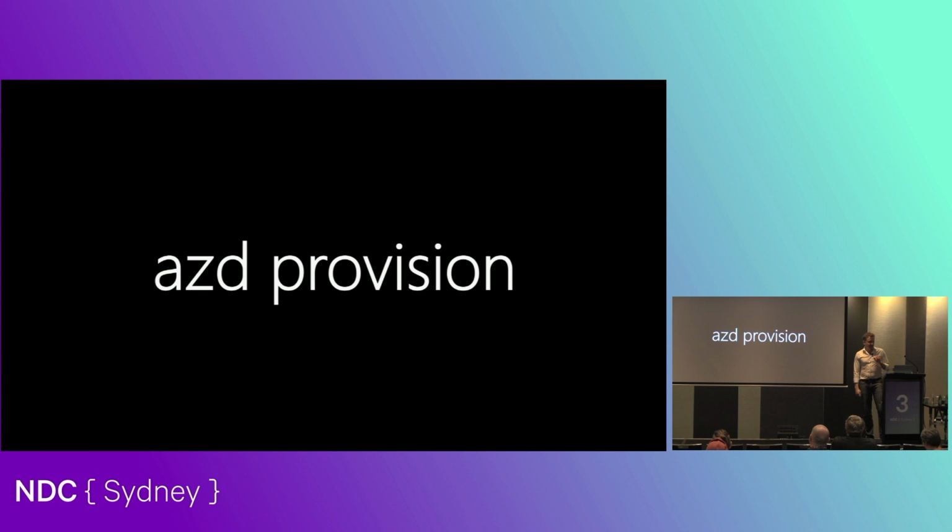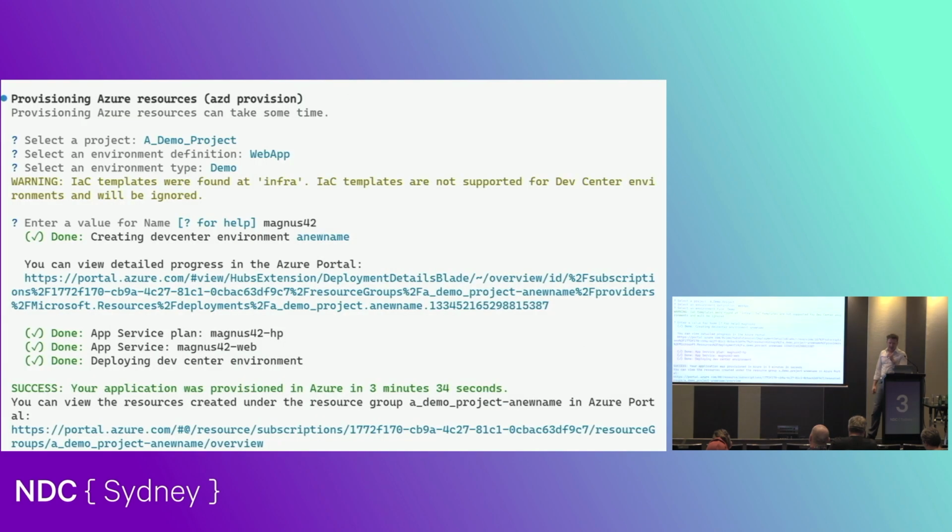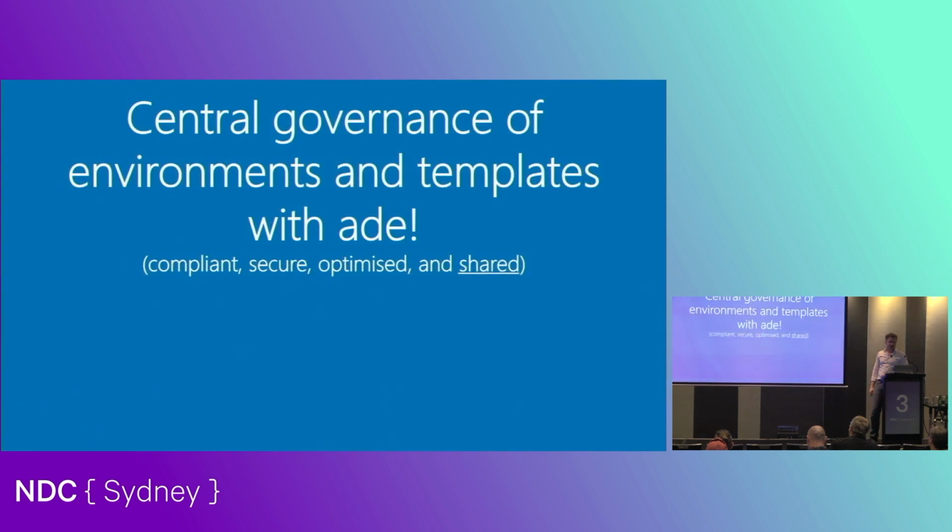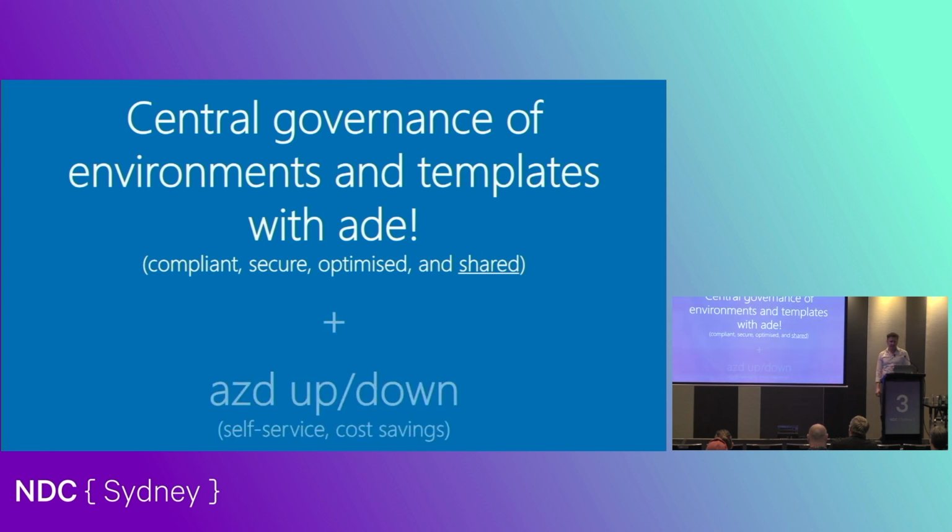So we're getting towards the end of this, but when you do provision something with this setup, you select which project and environment definition type, and these are the things that I choose from my configured setup in my dev center. And then it just deploys the thing to the cloud using exactly my services and my templates that are compliant with our company. Okay? So central governance of environments and templates with Azure Development Environments: compliant, secure, optimized, shared across your company.